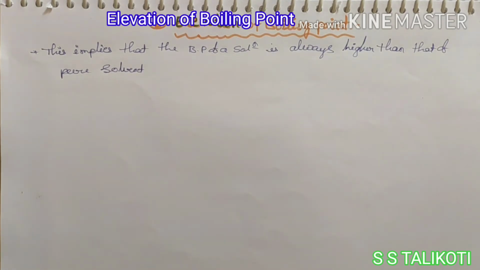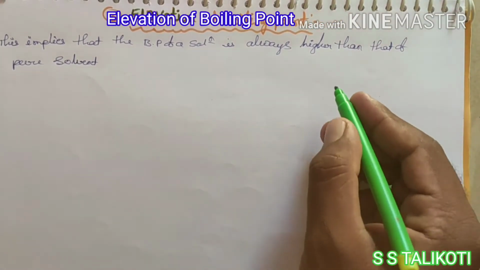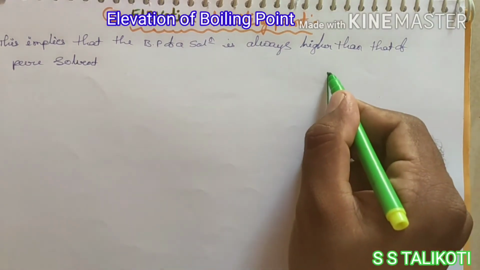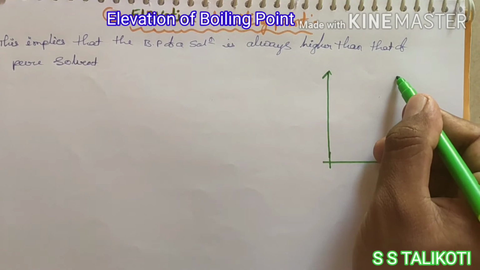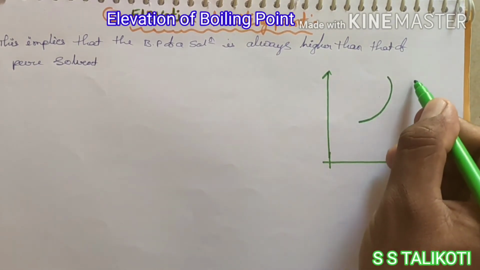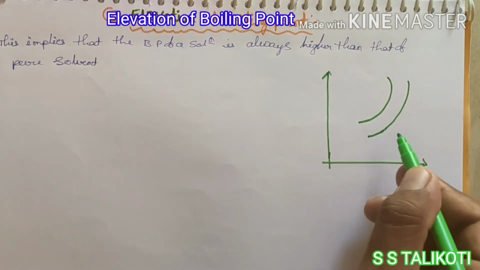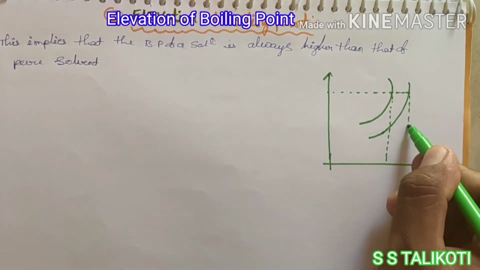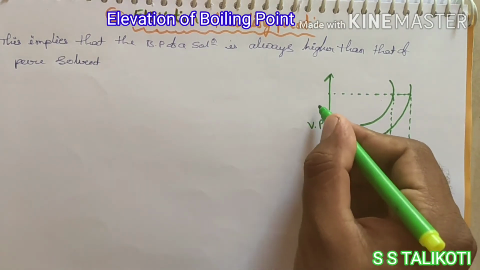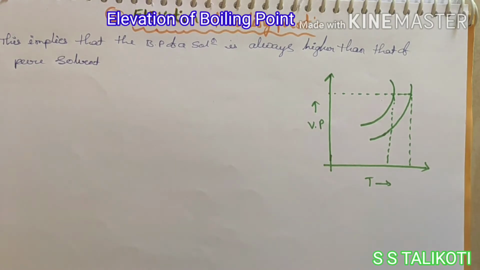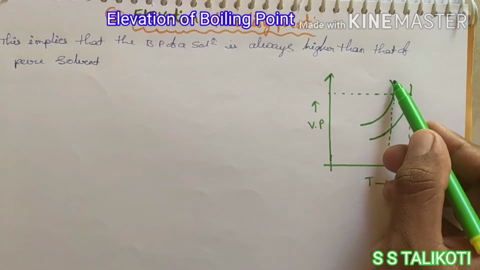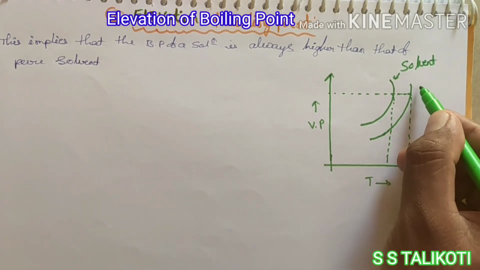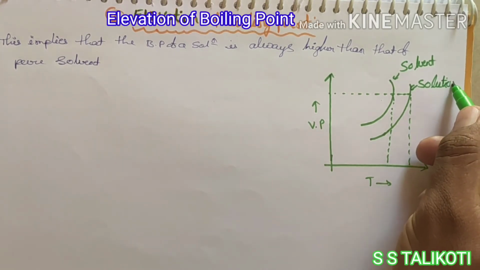I will draw one graph here. You see here. From this graph we can understand some concepts. You see here, dear student, this graph, vapor pressure versus temperature graph. This curve is for a solvent. And this curve is for the solution.